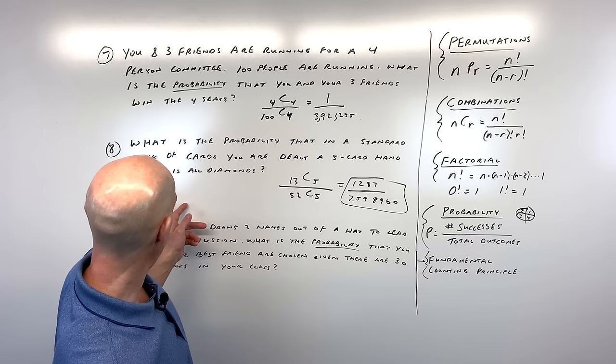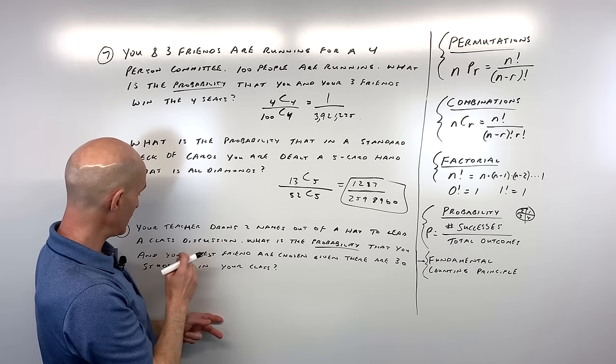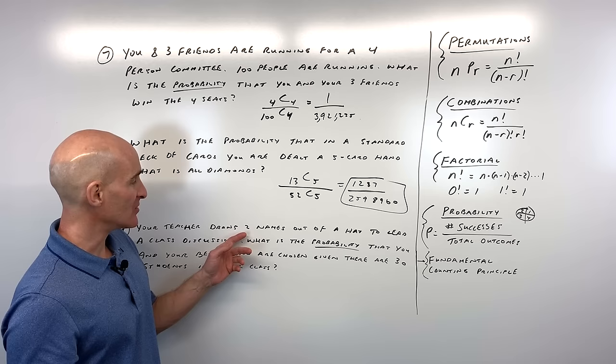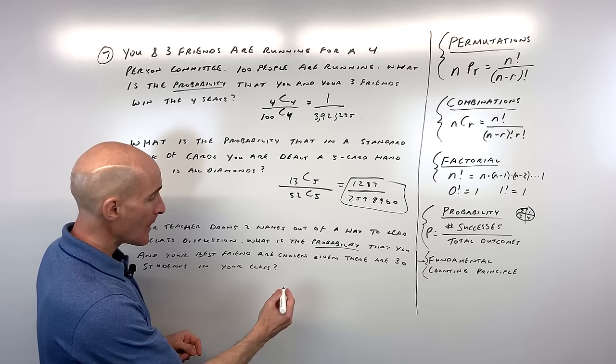Okay, so for number nine, it says your teacher draws two names out of a hat to lead a class discussion. What is the probability that you and your best friend are chosen, given that there are 30 students in your class? Okay, so again, we're just assuming in this problem that you just have one best friend, right? Not two or three, okay? But it says, what's the probability that the two names drawn are going to be you and your friend? Well, again, there's only one way that it could occur, or if you want, you could think, out of these two people that you want, you and your best friend, how many ways are there of choosing those two.